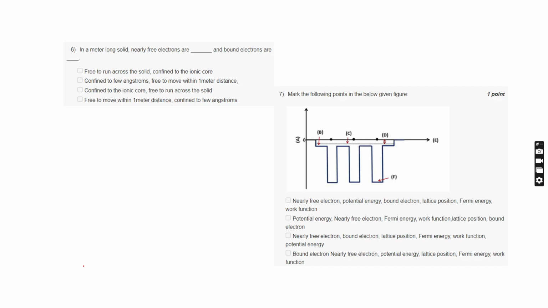See here, in a meter long solid, nearly free electrons are dash and bound electrons are dash. So free electrons are here. What will be the answer? The options are: free to run across the solid and confined to the ionic core; confined to a few angstroms and free to move within 1 meter distance; confined to the ionic core and free to run across the solid; free to move within 1 meter and confined to a few angstroms. So which one will be the answer? Free to run across the solid and confined to the core, right?